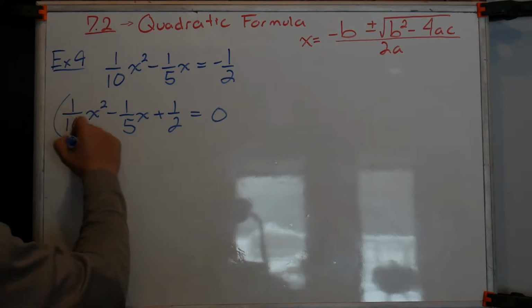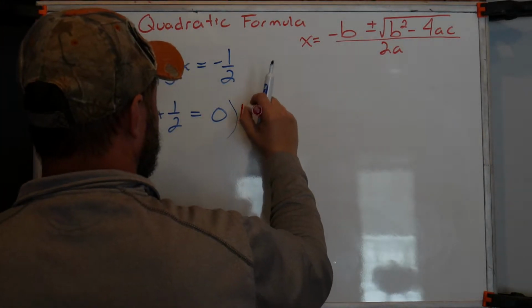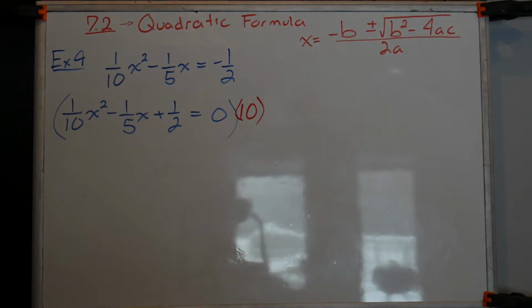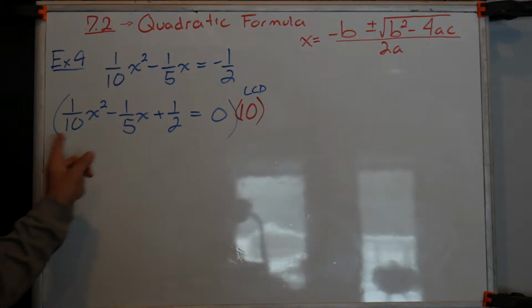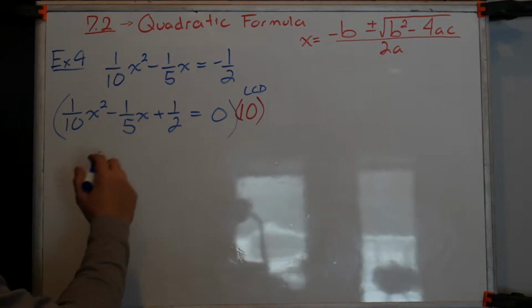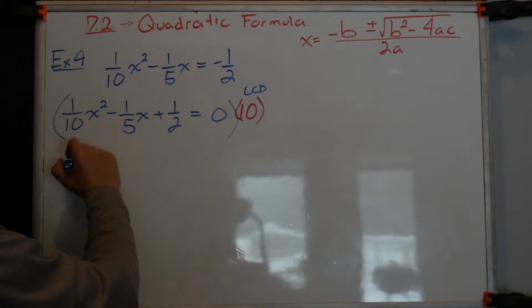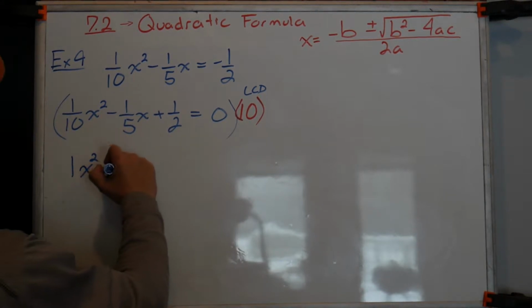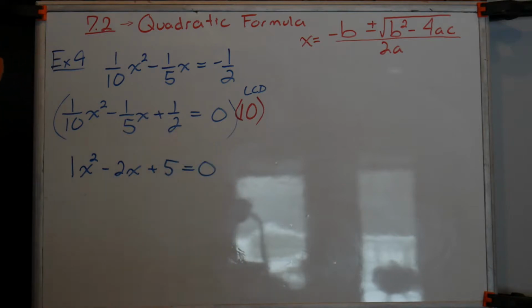Now I'm just going to get rid of my denominator. So my LCD. I multiply through by the LCD. You can do this every time to get rid of your denominator and have easier numbers to deal with. So I'll write my 1, just to help you follow along, x squared minus 2x plus 5 equals 0. Now it's easier to see my A, B, C.